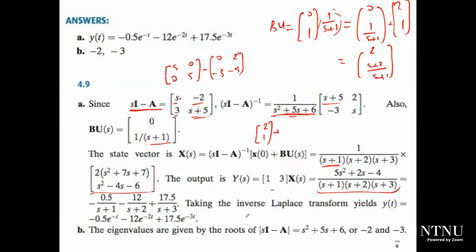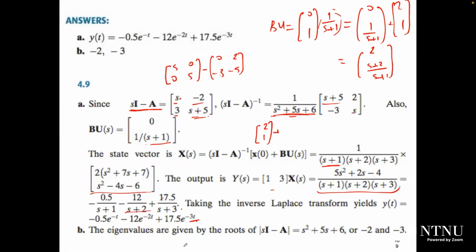Do partial fraction expansion. So it will be minus 0.5 divided by s plus 1, minus 12 divided by s plus 2, plus 17.5 divided by s plus 3. Take the inverse Laplace transform. So it will be minus 0.5 exponential minus t, minus 12 exponential minus 2t, plus 17.5 exponential minus 3t.